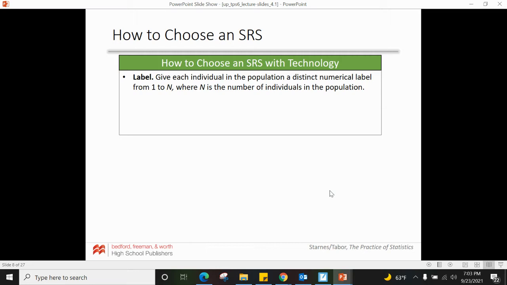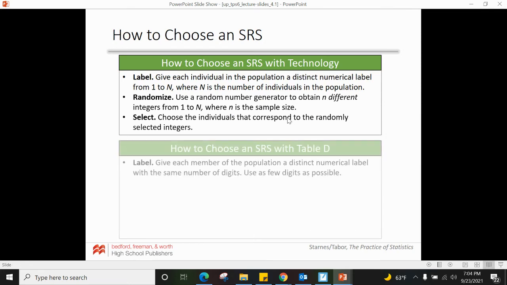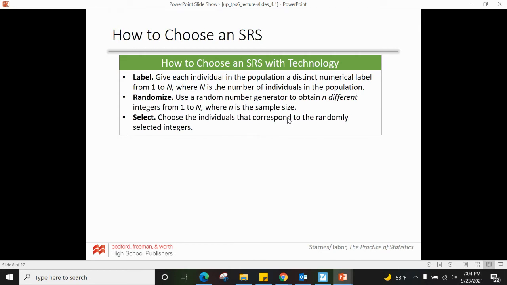They won't always make you do one, but they will often ask you to describe how you would go about making one. So first, you're going to label each individual in the population with a distinct numerical label from 1 to n, where n is the number of individuals in the population. Then you're going to randomize. You're going to use a random number generator to obtain n different integers from 1 to however big your sample size is. And then you'll choose the individuals that correspond to the randomly selected integers. All right. So that's if you're using a random number generator.